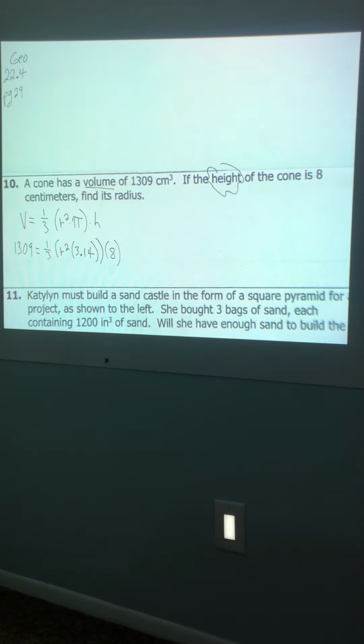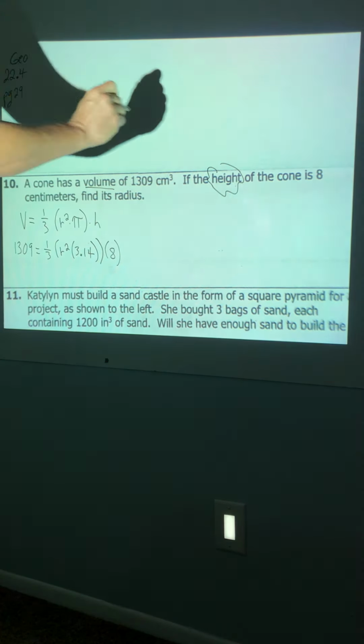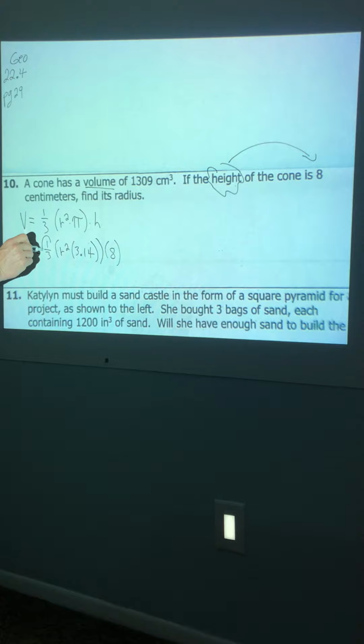Okay, let me just pause for a second. All you're doing is taking the volume formula. They gave you the answer this time. Okay, they gave you the full answer of 1309. And then they gave you the height. They want you to work backwards and then find the radius. Okay, I don't like that 1/3. Do not like this at all.